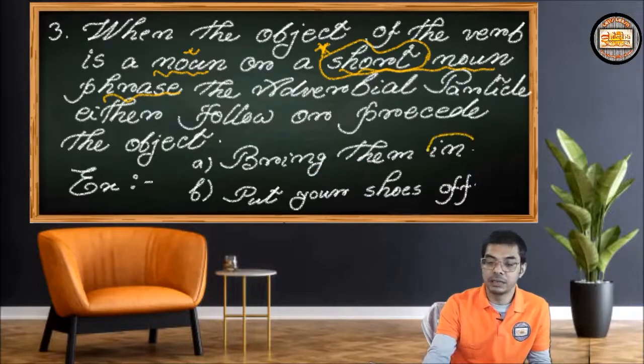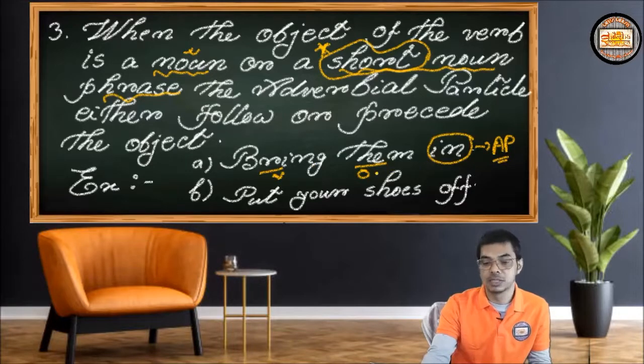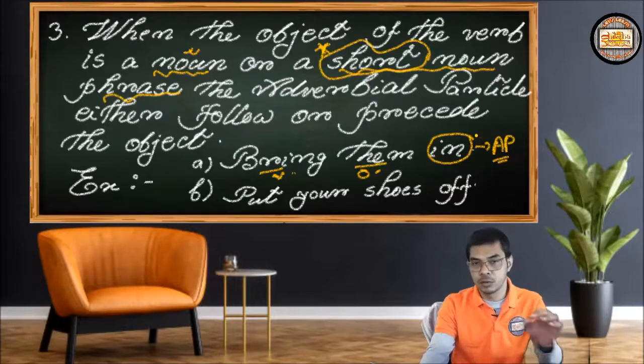Here, "in" is the adverbial particle we are talking of. And "them" is the object of the verb "bring". So, bring them in: this is the object, this is the verb. Now you have two options: bring in them or bring them in. You may use either.